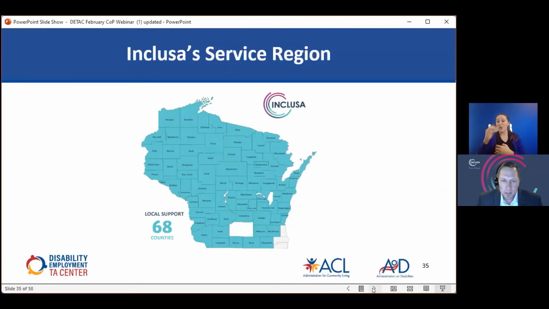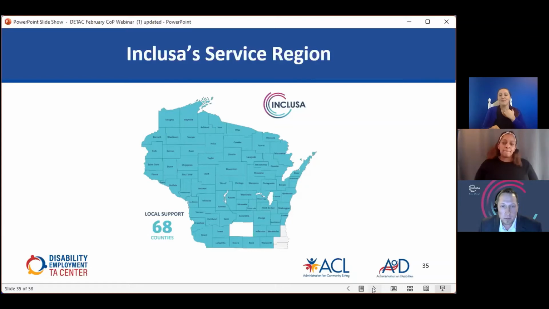I think one of the things to highlight here is those are the most urban and metropolitan areas in the state of Wisconsin. Inclusa finds itself in what I like to say is either the rural area of Wisconsin or the really rural area of Wisconsin. So we tend to provide supports to the most rural parts of the state, and feel like we've been able to be really successful in supporting those areas, and really being connected to communities is why we've been able to do that. Next slide.